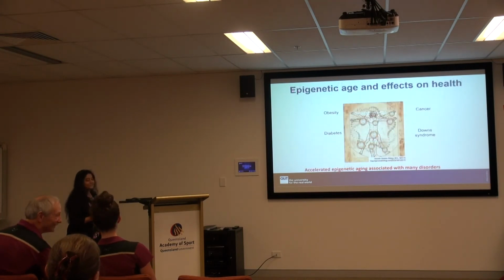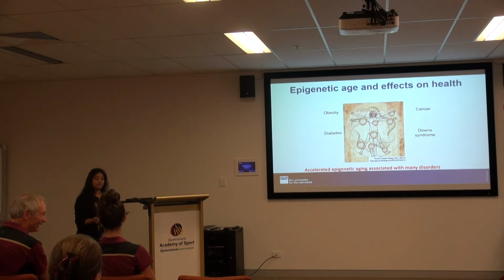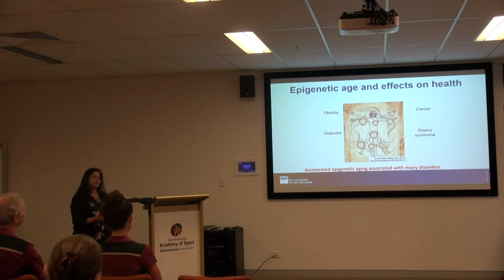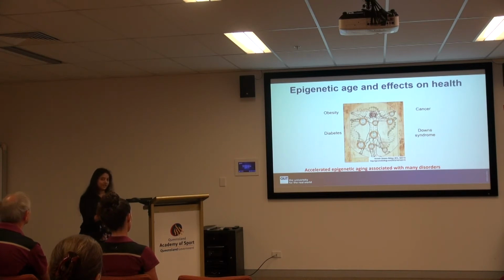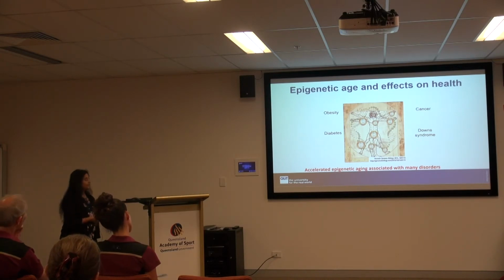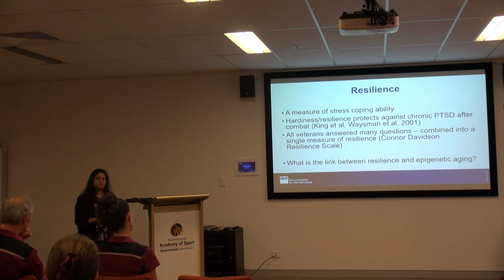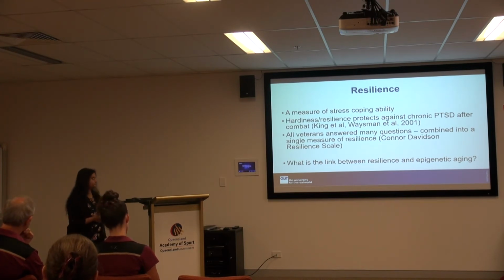Now, as you can imagine, a lot of people have used the Epigenetic Age Predictor. People have looked at it not just in psychiatric disorders, but in other disorders, such as cancer, Down syndrome, obesity, and diabetes. Overall, the consensus was that accelerated epigenetic aging is a bad thing, associated with a lot of different negative health outcomes. But no one's looked at the positive aspects. So we wanted to look at resilience. We wanted to see how resilience looks and what the actual link is between resilience and epigenetic aging in the veterans.